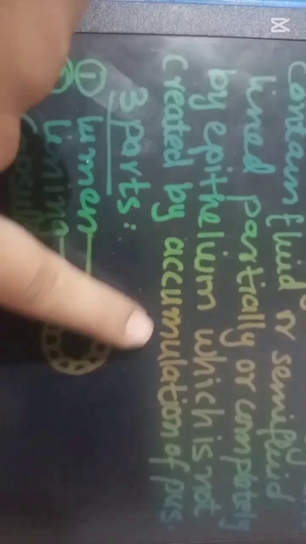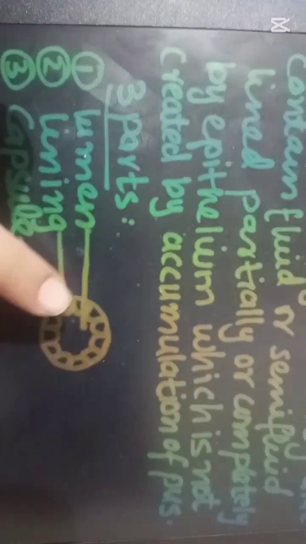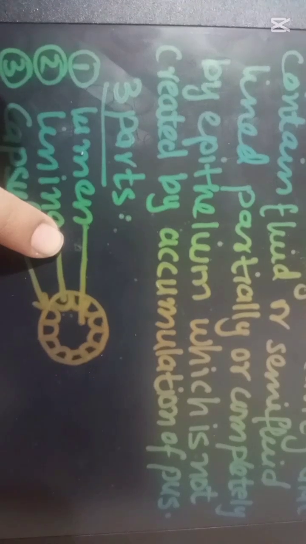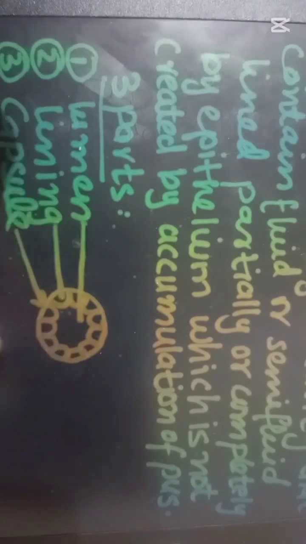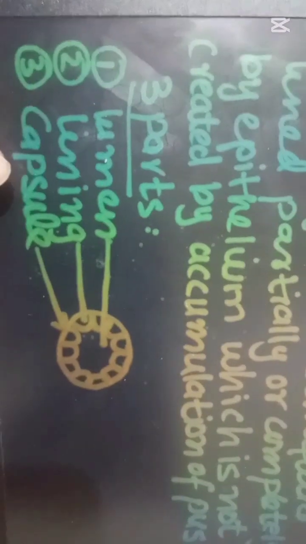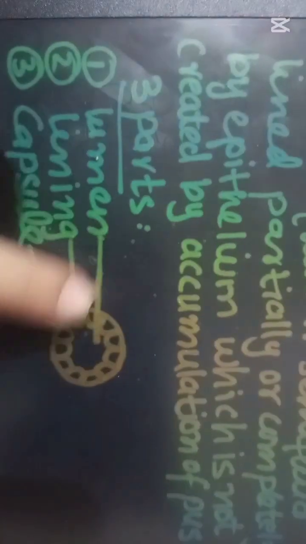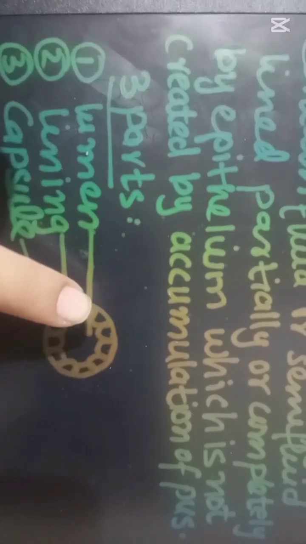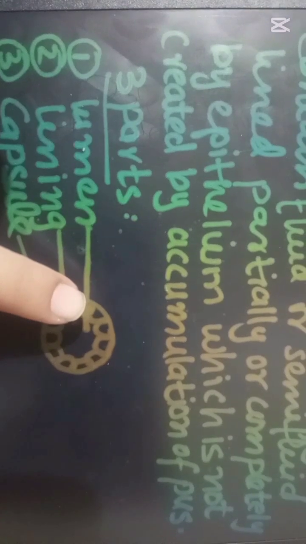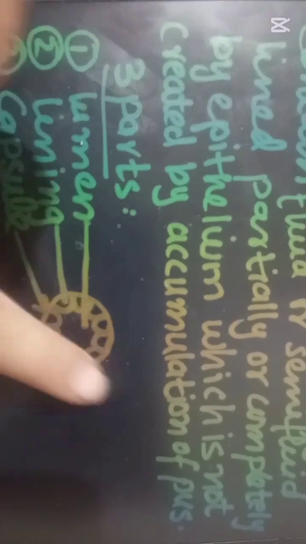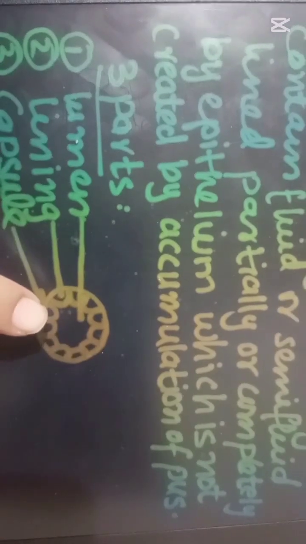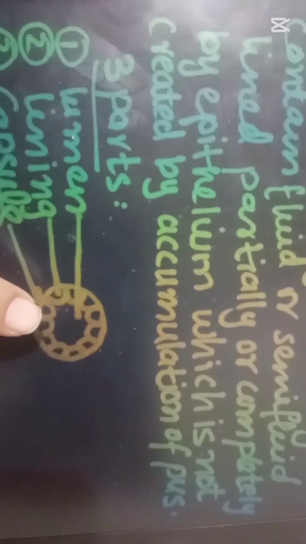Then the lining: the cyst is lined by either stratified squamous epithelium or another type of epithelium. And then the capsule. For example, in a radicular cyst, the cyst is covered by a capsule, due to which it is separated from the apex of the root. Okay.